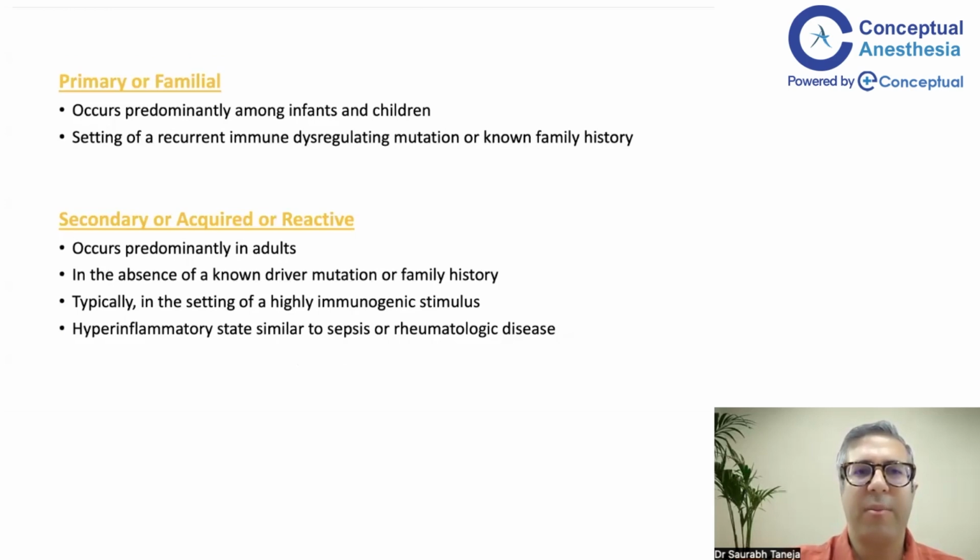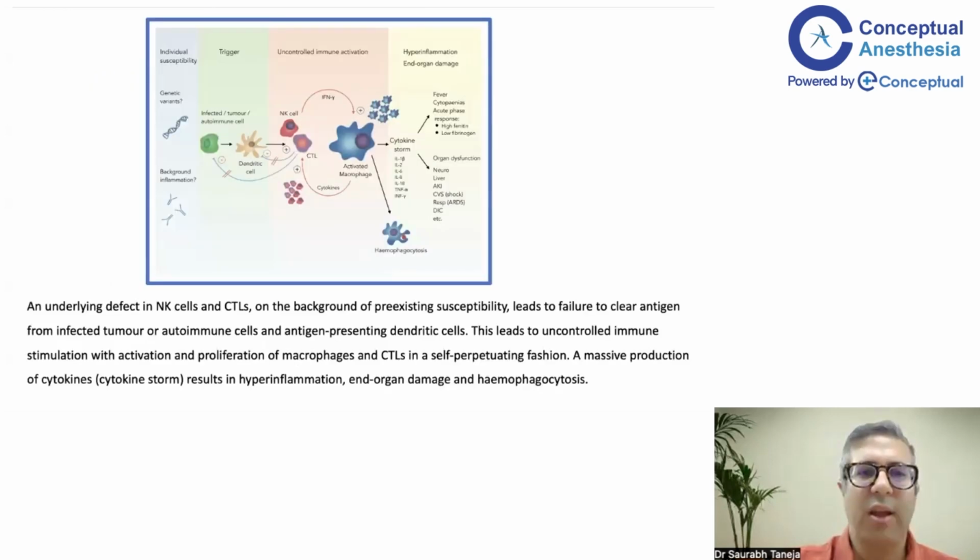The primary or familial form is usually in infants and children, and the secondary, acquired or reactive form is usually in adults and tends to occur at a later age. So this is the whole idea of how the pathway for HLH can happen. Individuals are usually susceptible either because of a genetic cause, which usually manifests in infancy or childhood, or because there is a background inflammation, as sepsis, autoimmune conditions or malignancies can trigger it.